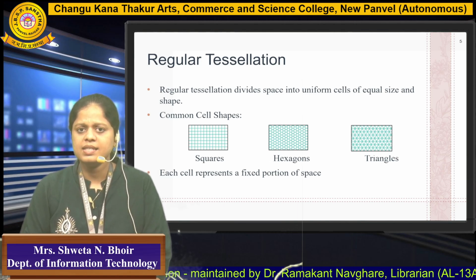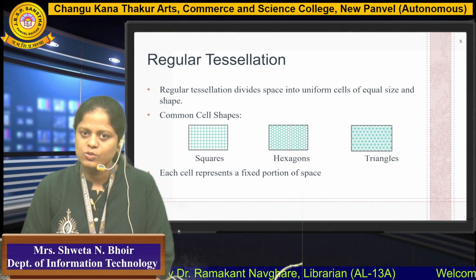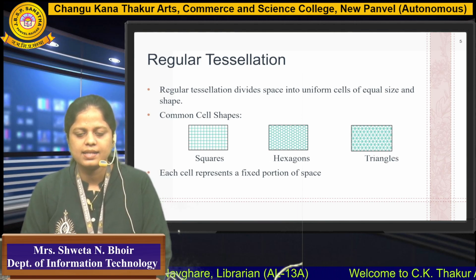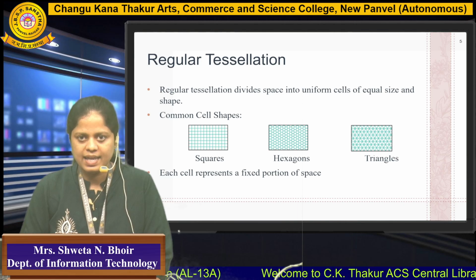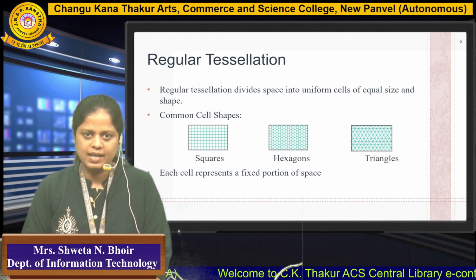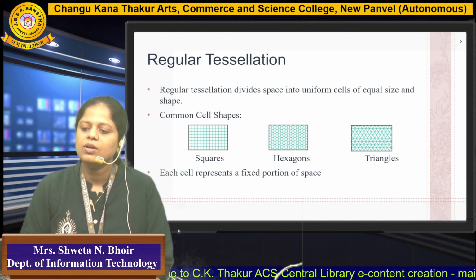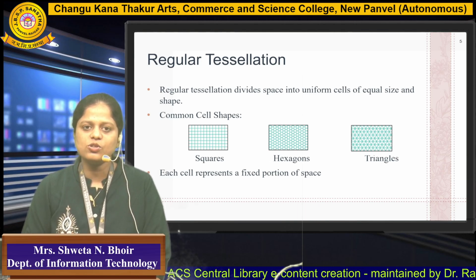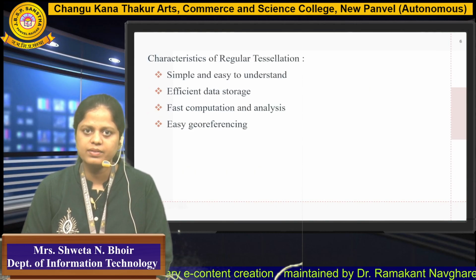Okay, second, as you can see, hexagonal, so all cells should be hexagonal having the same shape and the same size. Third is a triangle, so all the triangle cells are of the same shape and of the same size. So just remember, all of you, whatever cells you are using for your area, all should have the same shape and size. That is a regular one.